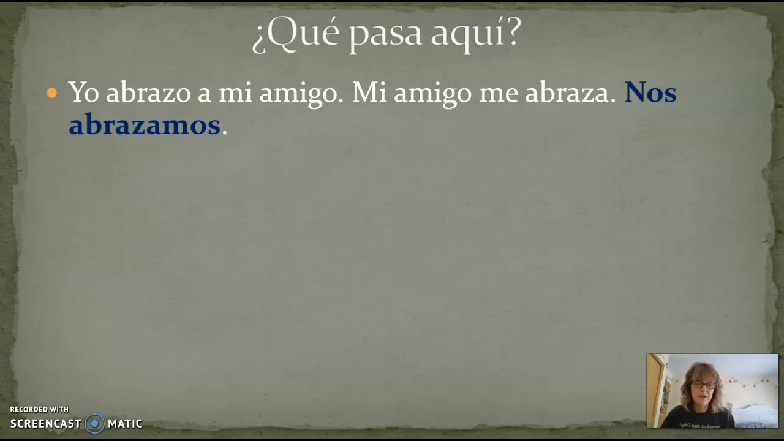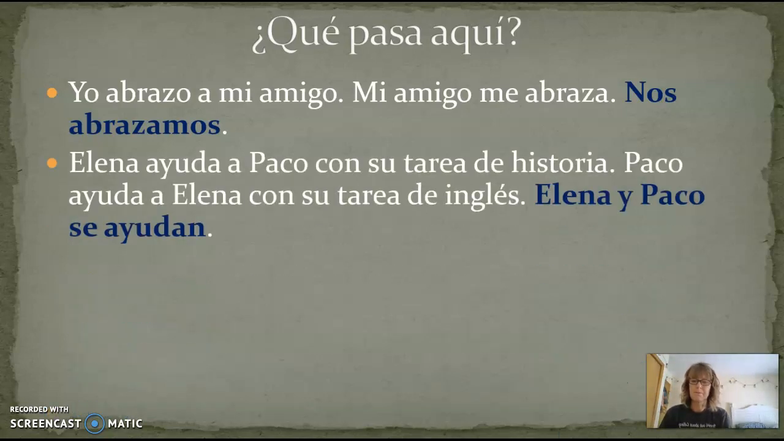Okay, now we would all agree that that would be really awkward if it stopped there, right? Look at the next sentence. Mi amigo también me abraza. Mi amigo me abraza. The result is nos abrazamos. See? Yo abrazo a mi amigo, mi amigo me abraza, nos abrazamos.